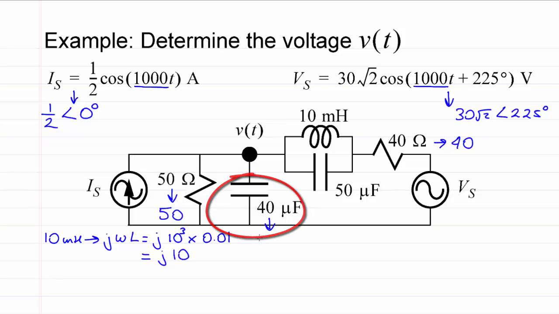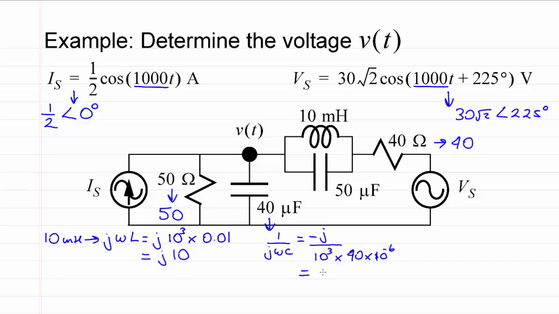Taking the 40 microfarad capacitor now, it will transform into 1 over J omega C, which is equal to, now remember, 1 over J gives us a minus J on top, divided by omega, which is 1,000, or 10 to the 3, times our capacitor value, 40 microfarads, or 40 times 10 to the minus 6, and that works out to minus J25.